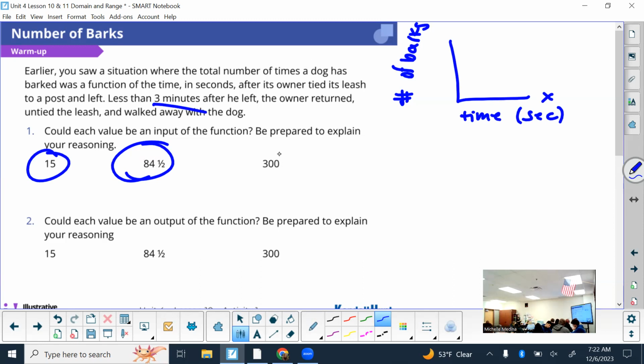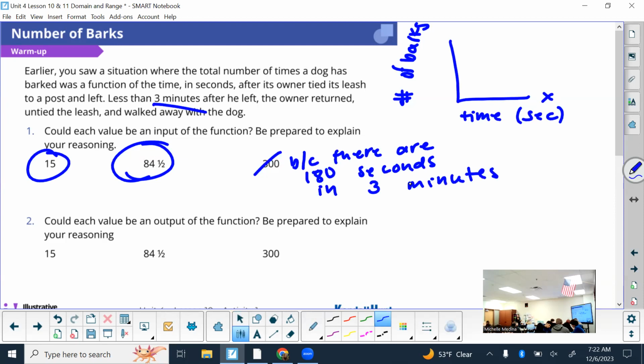So actually, the 300 can't be, and for the reasoning why, it's because there are only 180 seconds in 3 minutes. So anything over that wouldn't be measured, right? They're only measuring from the time the owner left and the time the owner returned. Okay. But good. So you can have decimals of seconds. That is possible. That's why the other two are possible.